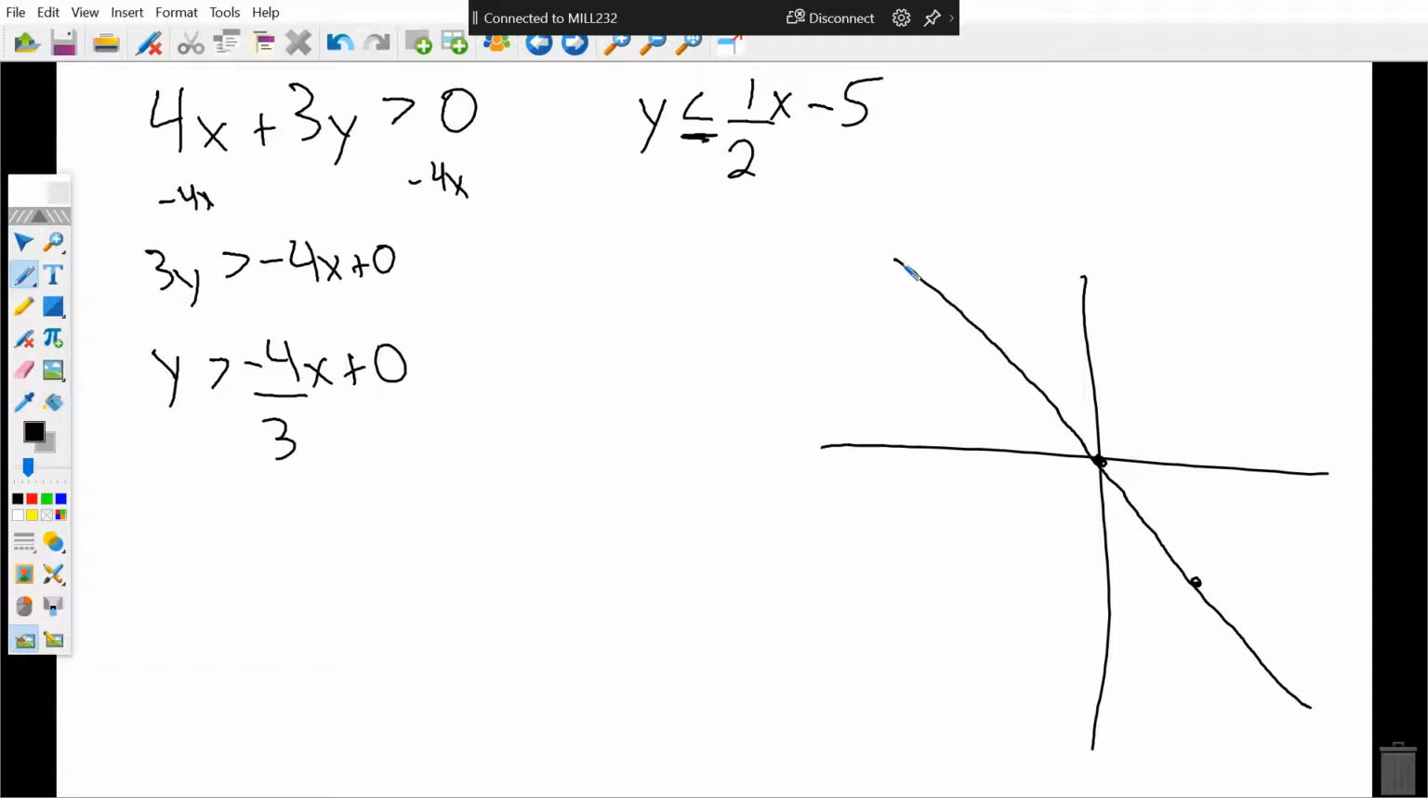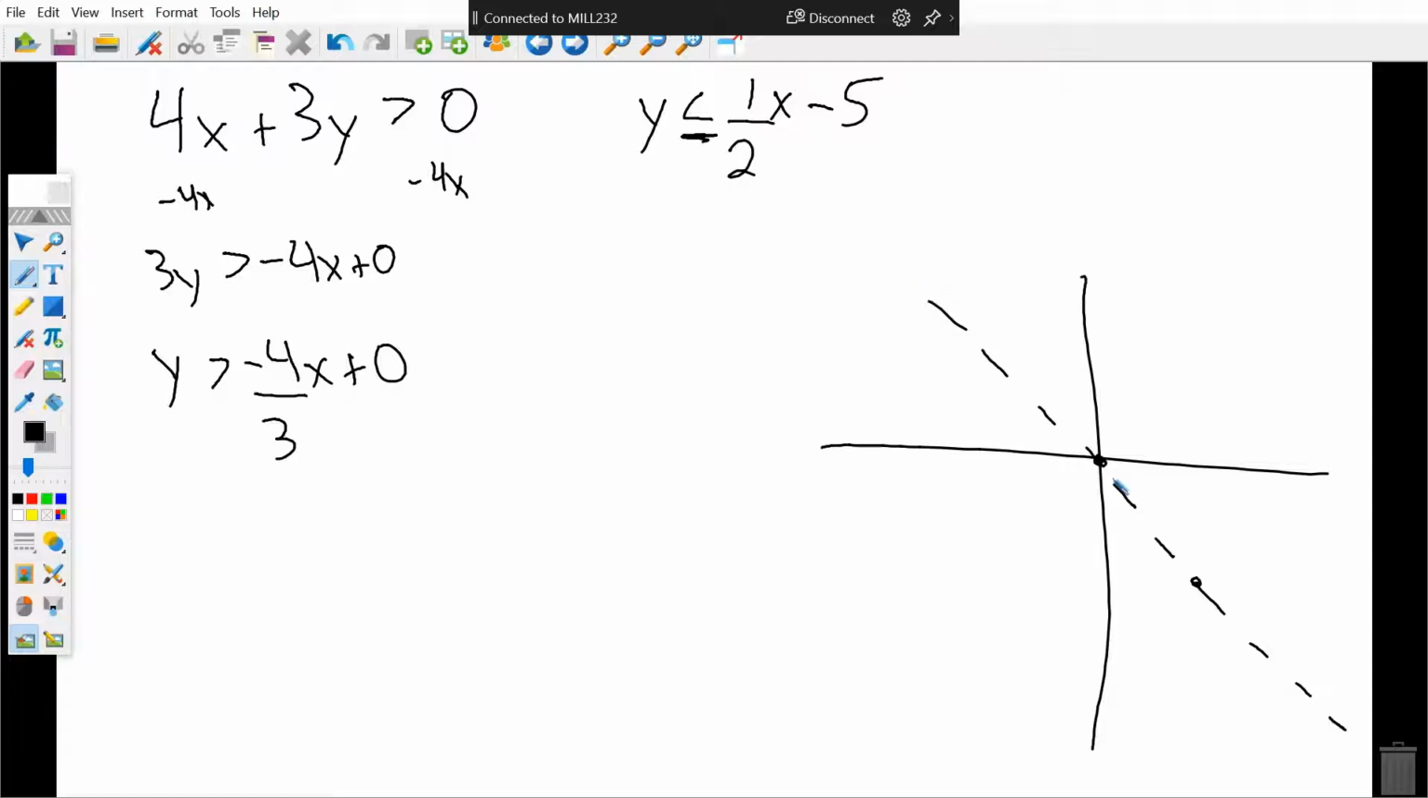Now we have to do our test. Normally we've been using 0 and 0, but 0 and 0 is right on our line this time, right? Oh, this is a mistake, I'm sorry. This one was not equal to, right? This was just greater than, so this should actually be a dashed line. I apologize. If it doesn't say equal to, it's just a dashed line.